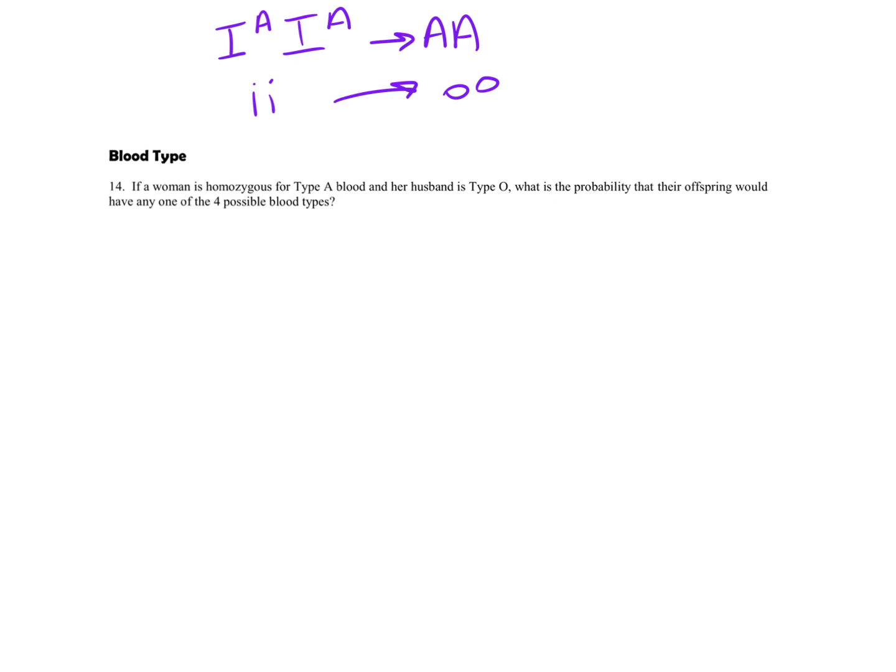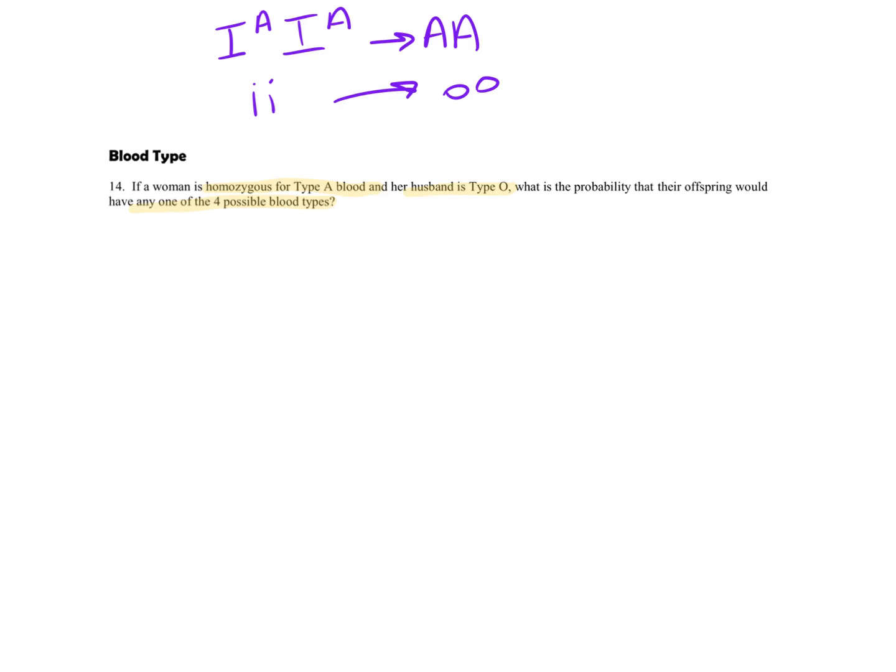So it says, if a woman is homozygous for type A blood and her husband is type O, what is the probability that their offspring would have any one of the 4 possible blood types? All right, so let's see. So as always, we're going to start with the parents.